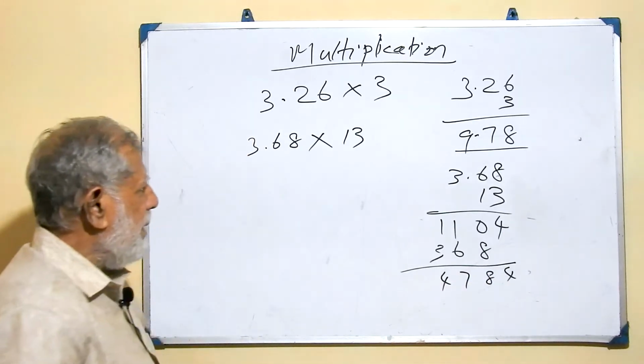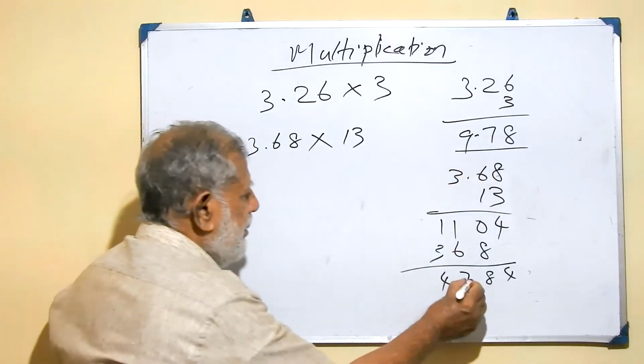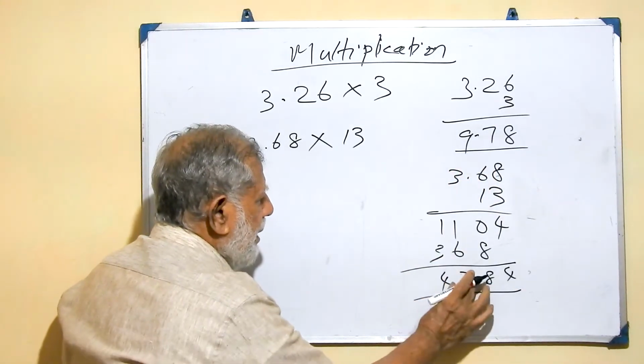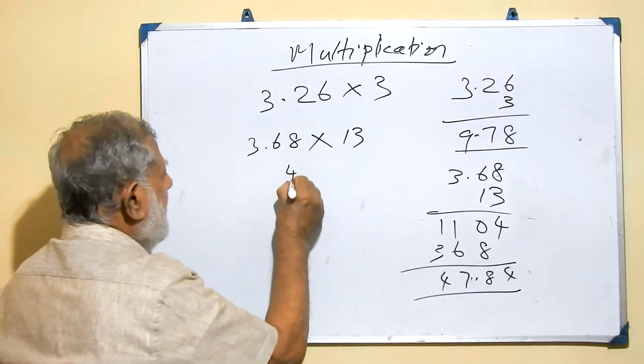Now we have to put the decimal. There are two decimals here, two decimal numbers, 6 and 8. So we put the decimal here. So the answer is 47.84.